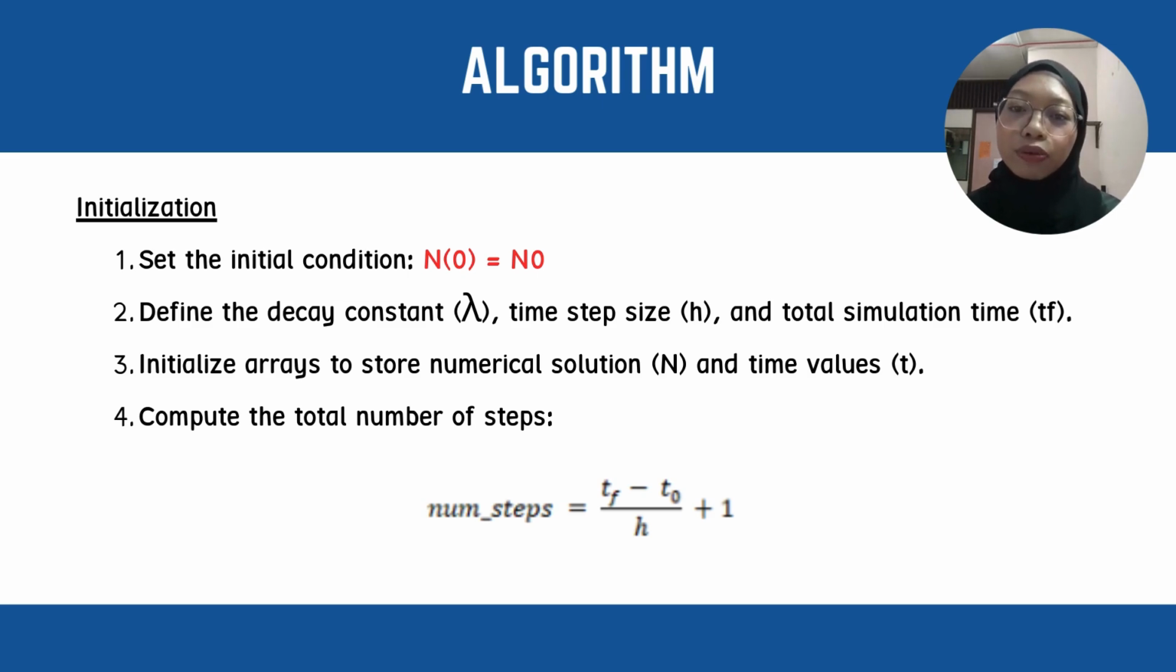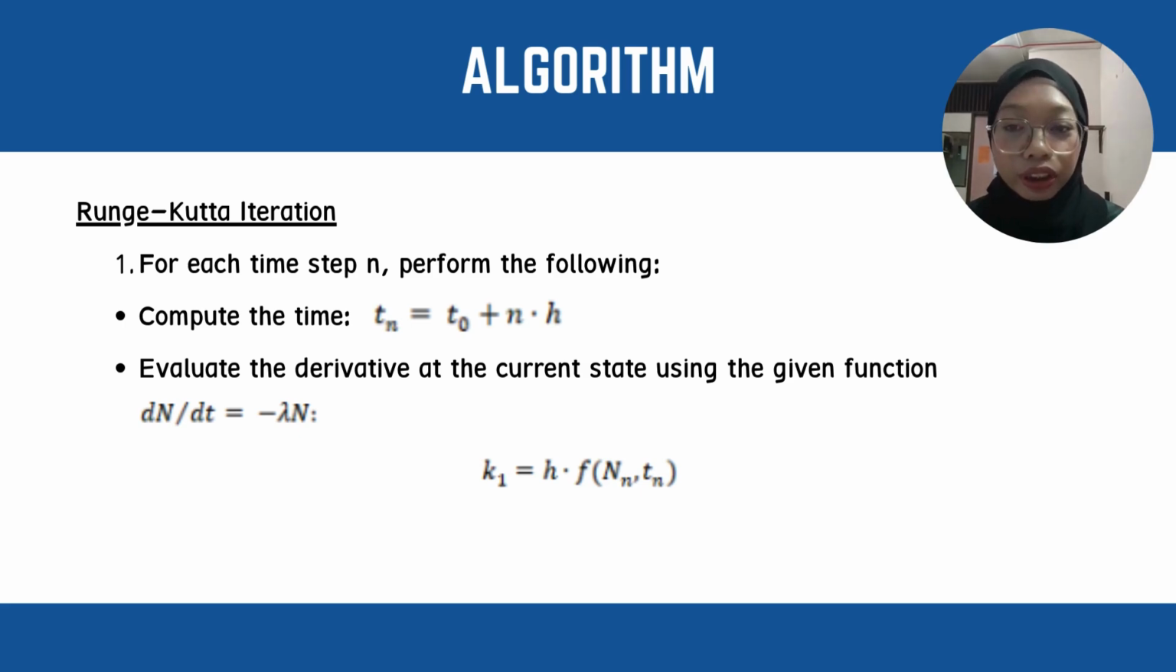Moving on to the next part, we are going to look into the algorithm of the Runge-Kutta method. Firstly, for the initialization, set the initial condition N0. Next, define the decay constant lambda, time step size h, and the total simulation time. Lastly, initialize the arrays to store numerical solution and time values and compute the total number of steps by using the following formula. As for the Runge-Kutta iteration, for each time step n, perform the following to compute the time, tn equal to t0 plus n times h, where h is the time step size. Next, evaluate the derivative at the current state using the given function dN/dt equal to negative lambda times N.